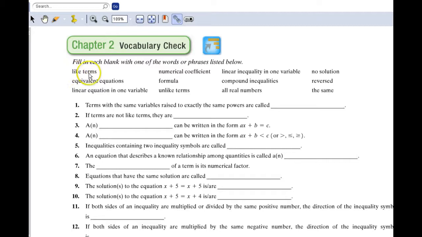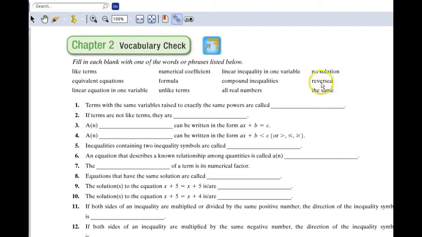For instance, like terms, equivalent equations, linear equations in one variable. Linear, by the way, you may recall the exponents are just to the first power. Numerical coefficient, a formula. Unlike terms, linear inequality in one variable. A compound inequality. All real numbers. No solution. Reversed.